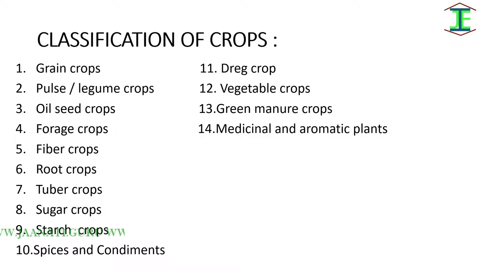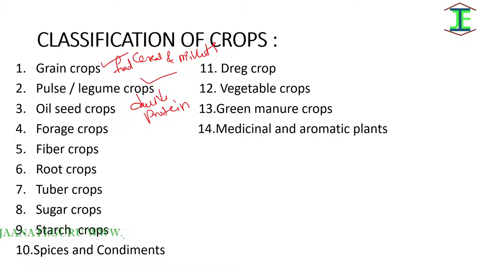Next is classification of crops. Crops are classified based on purpose. First is grain crops. Grain crops are for food purpose, staple food. Cereals and millets come under these grain crops. Next is pulse or legume crops. These are mainly grown for dal purpose, and these legume crops are rich in protein. Examples are green gram, black gram, or red gram. Then next, oil seeds. Oil seeds are rich in fatty acids and grown mainly for oil purpose. Examples are sesame, groundnut, mustard, linseed. This all comes under oil seed crops.